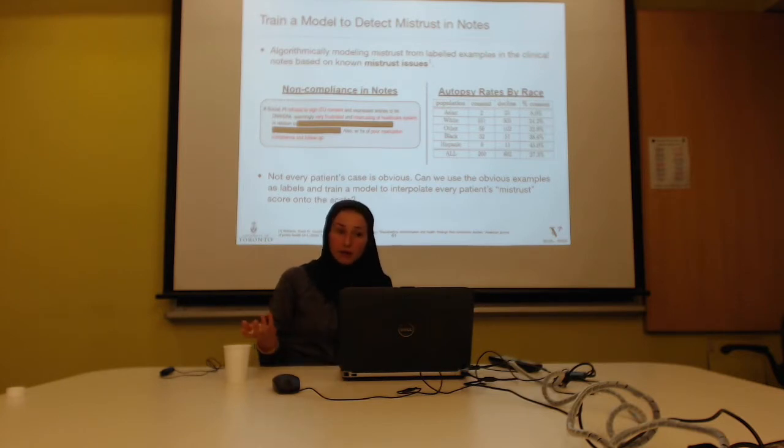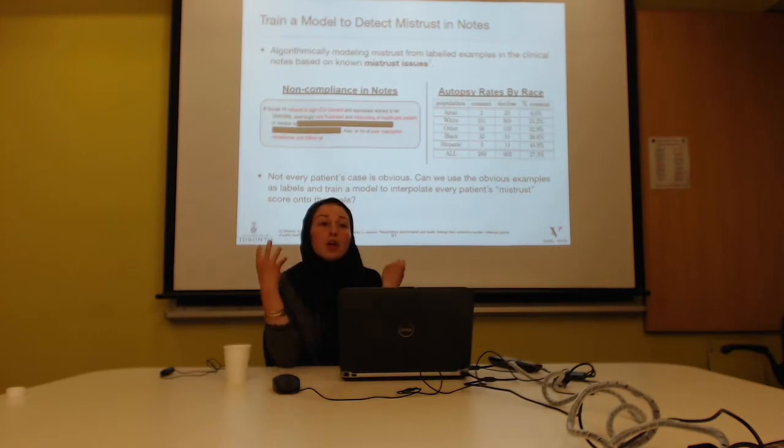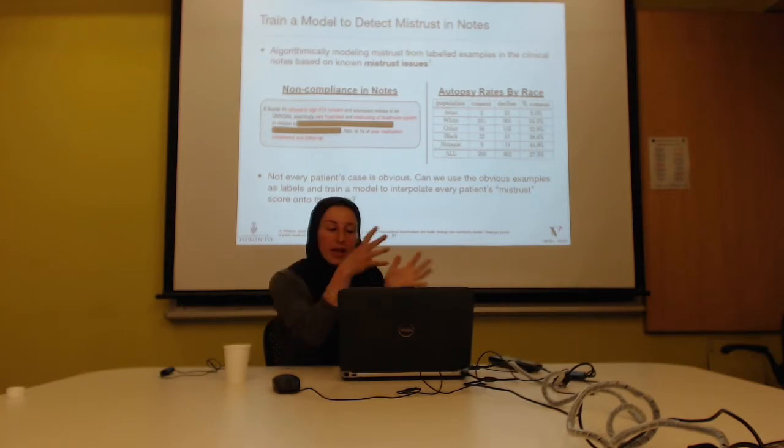We're going to train a model to algorithmically model what mistrust looks like in a clinical note. So we found examples of non-compliance in notes where the notes say things like the patient refused to sign consent, very frustrated, mistrusting of the healthcare system, poor medication compliance and follow-up. And obviously there are flaws here. Just like with every other thing that we've talked about in the healthcare system, this is our best labeling of a categorization of the mistrustfulness level of a note, right?